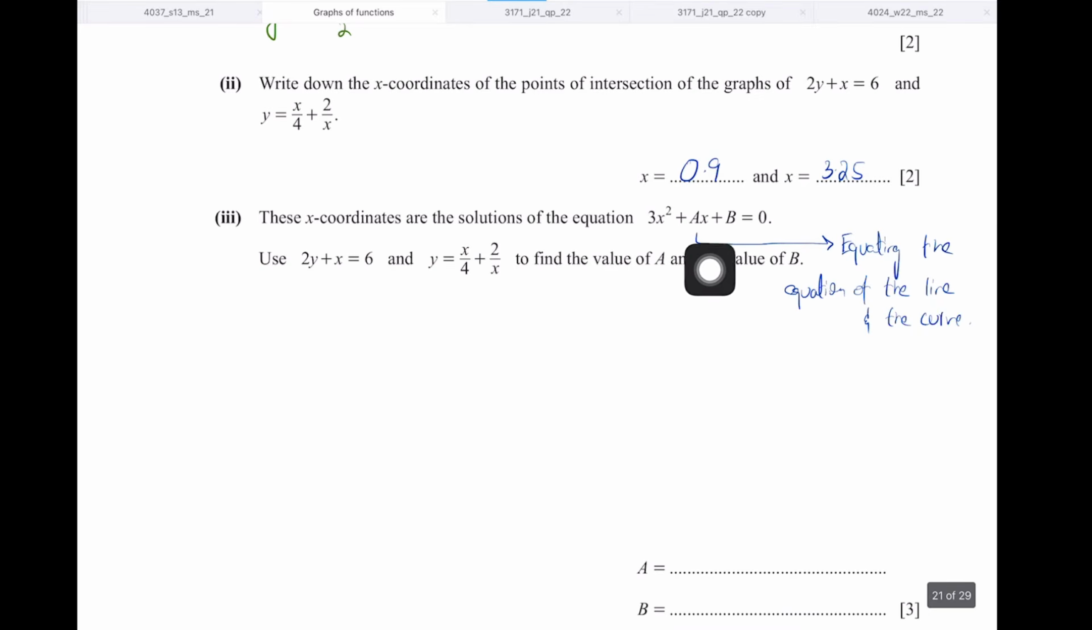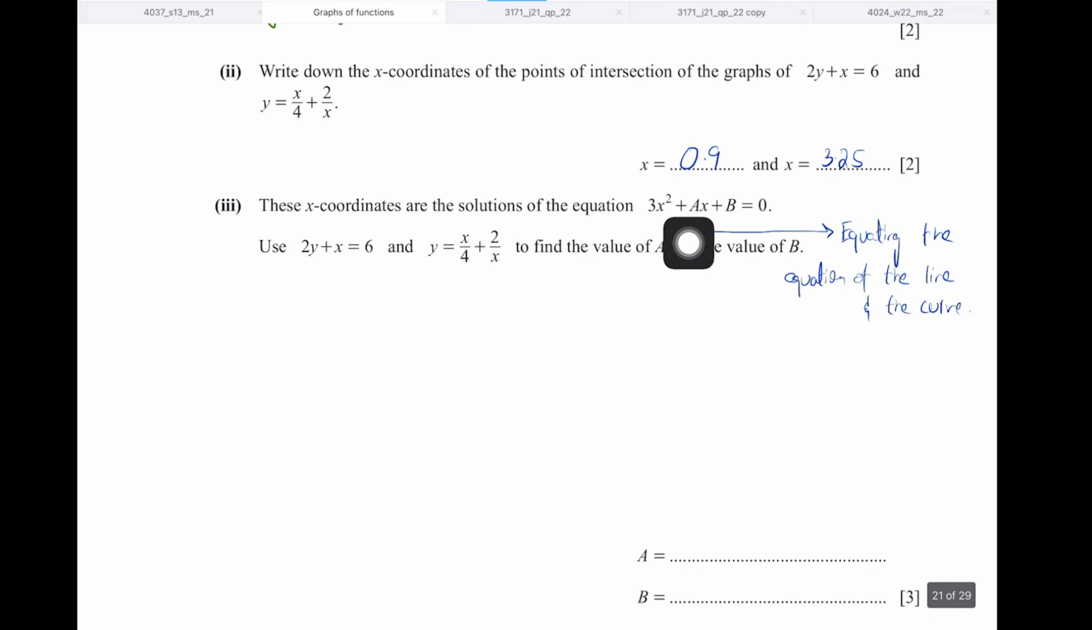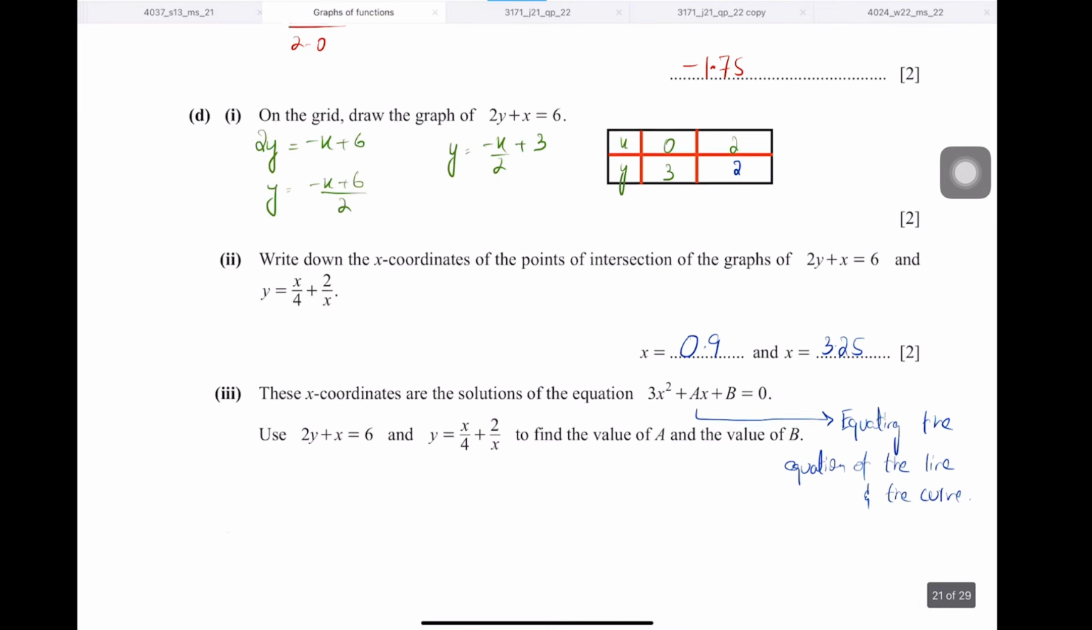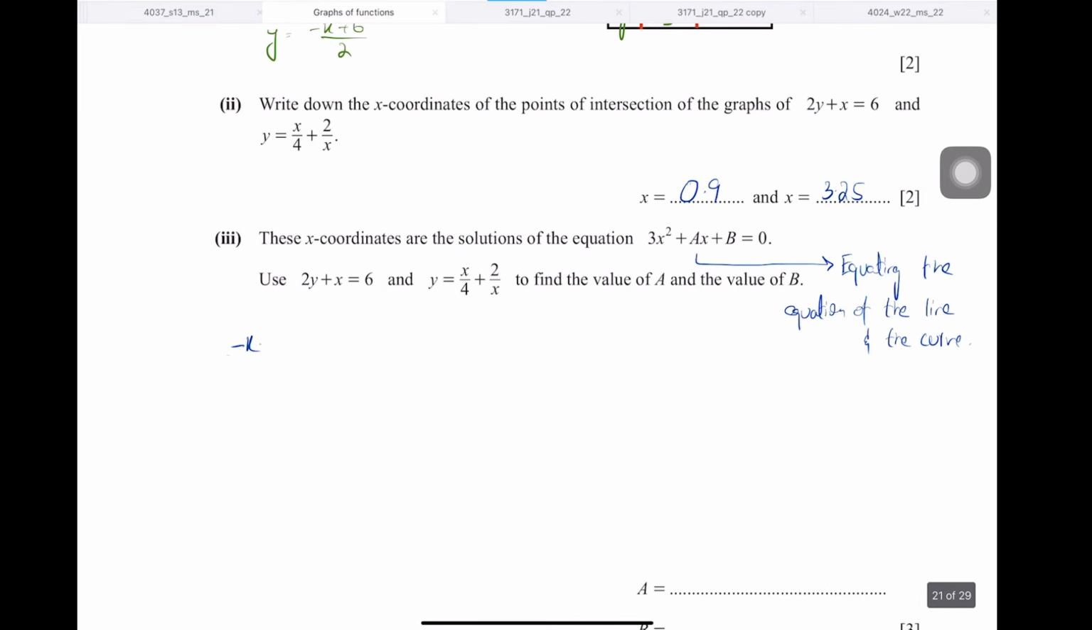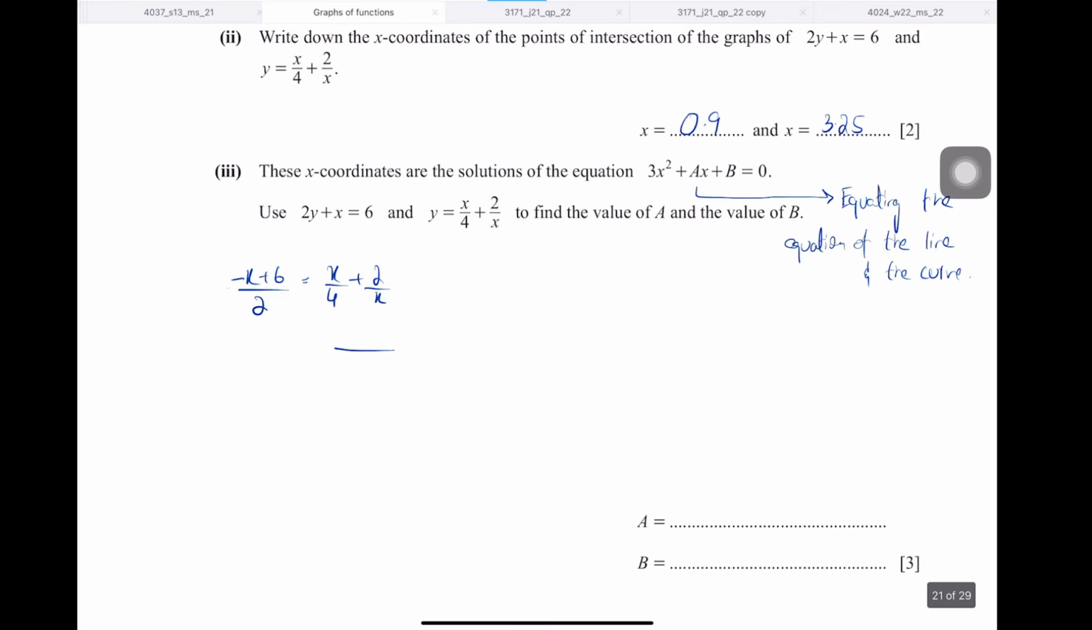We're going to try and bring it in this form, and then whatever the coefficient of x is will be the value of a, whatever the constant is will be the value of b. Okay, so let's do that. Now thankfully we already made y the subject previously, so we don't have a lot of hard work to do. Minus x plus 6 upon 2 equals to x upon 4 plus 2 upon x. Okay, so on the right hand side we should take out the LCM, so that's going to be 4x, so we need to multiply 4 with x, so this x also gets multiplied by x, so we have x square, and then this with 4 plus 8 equals to minus x plus 6 upon 2.